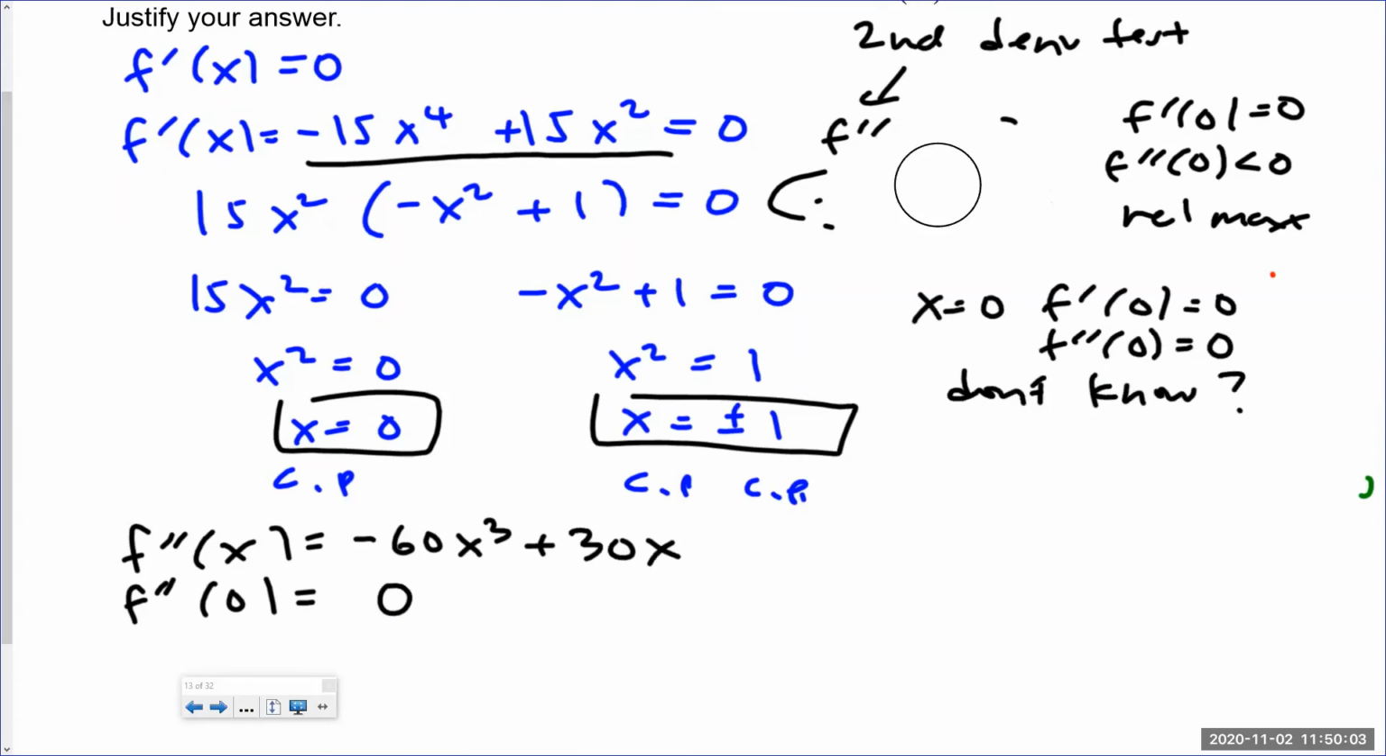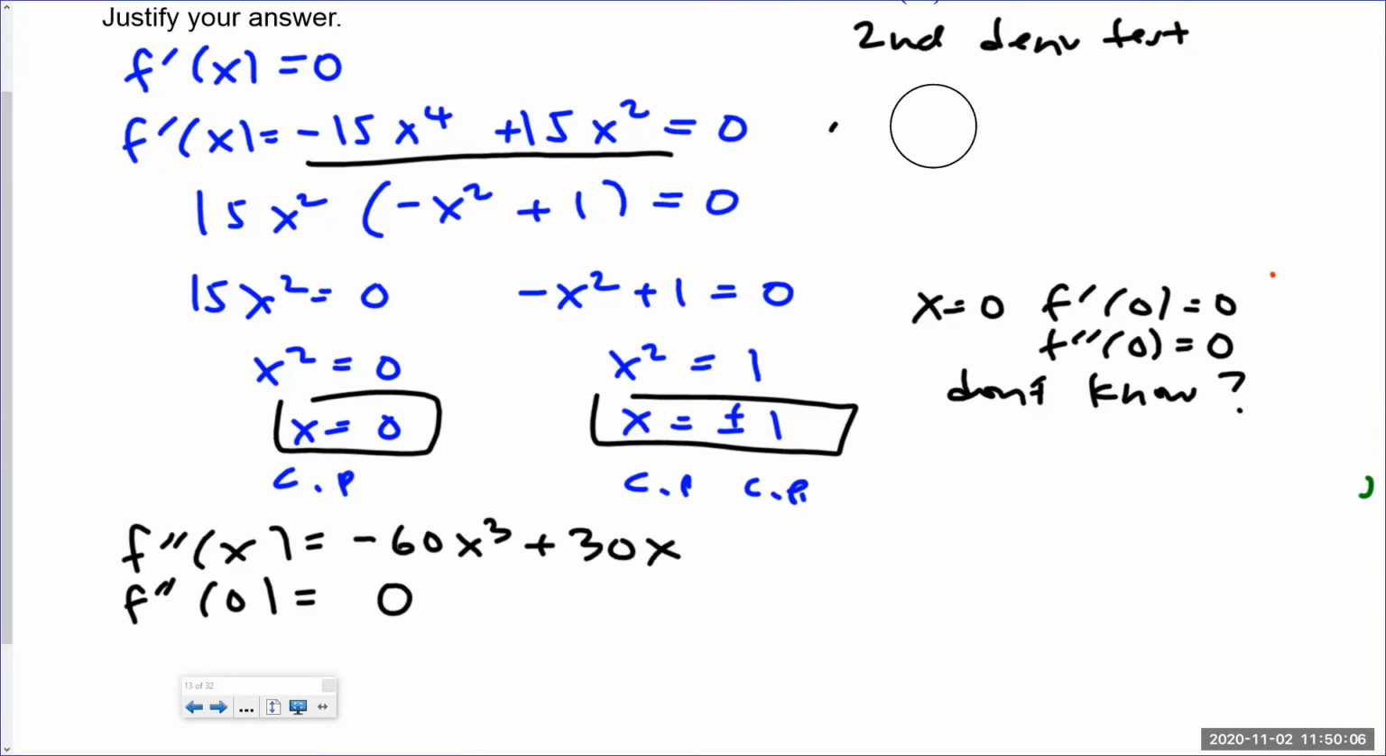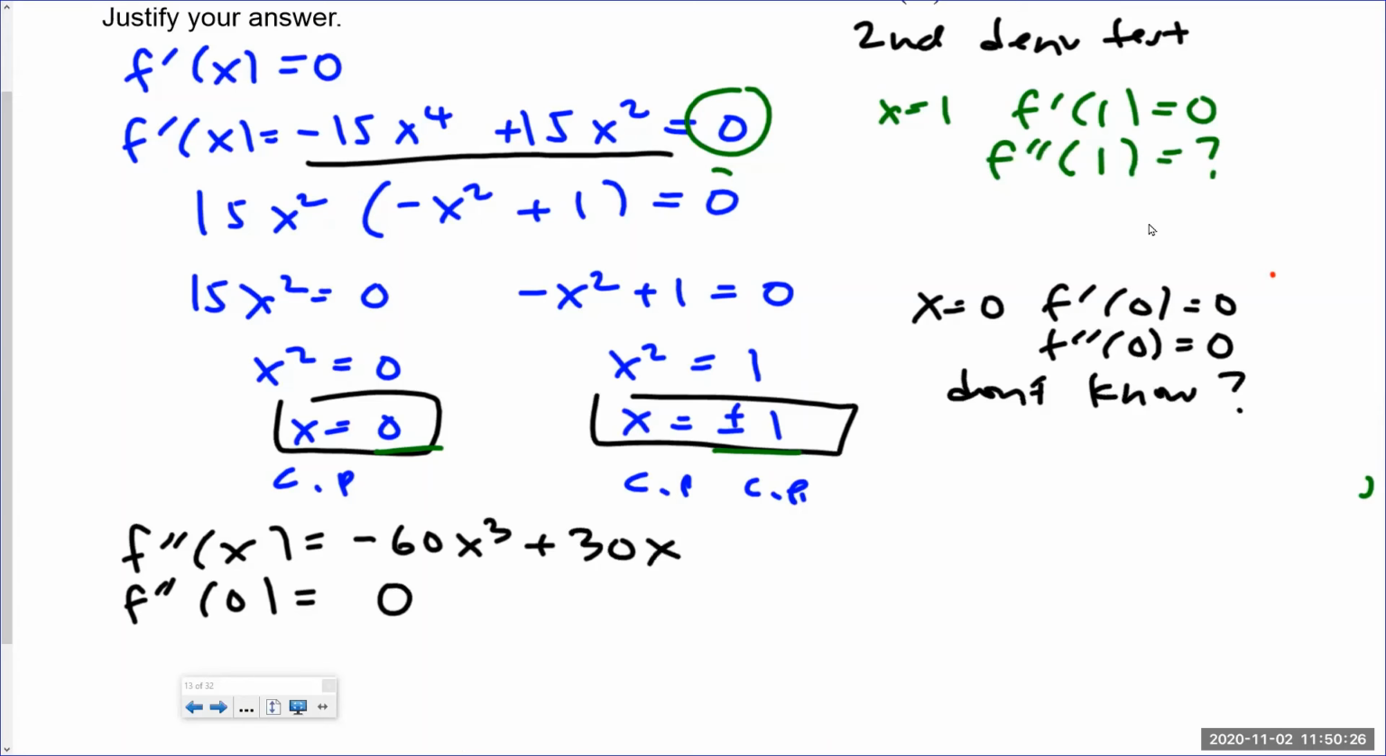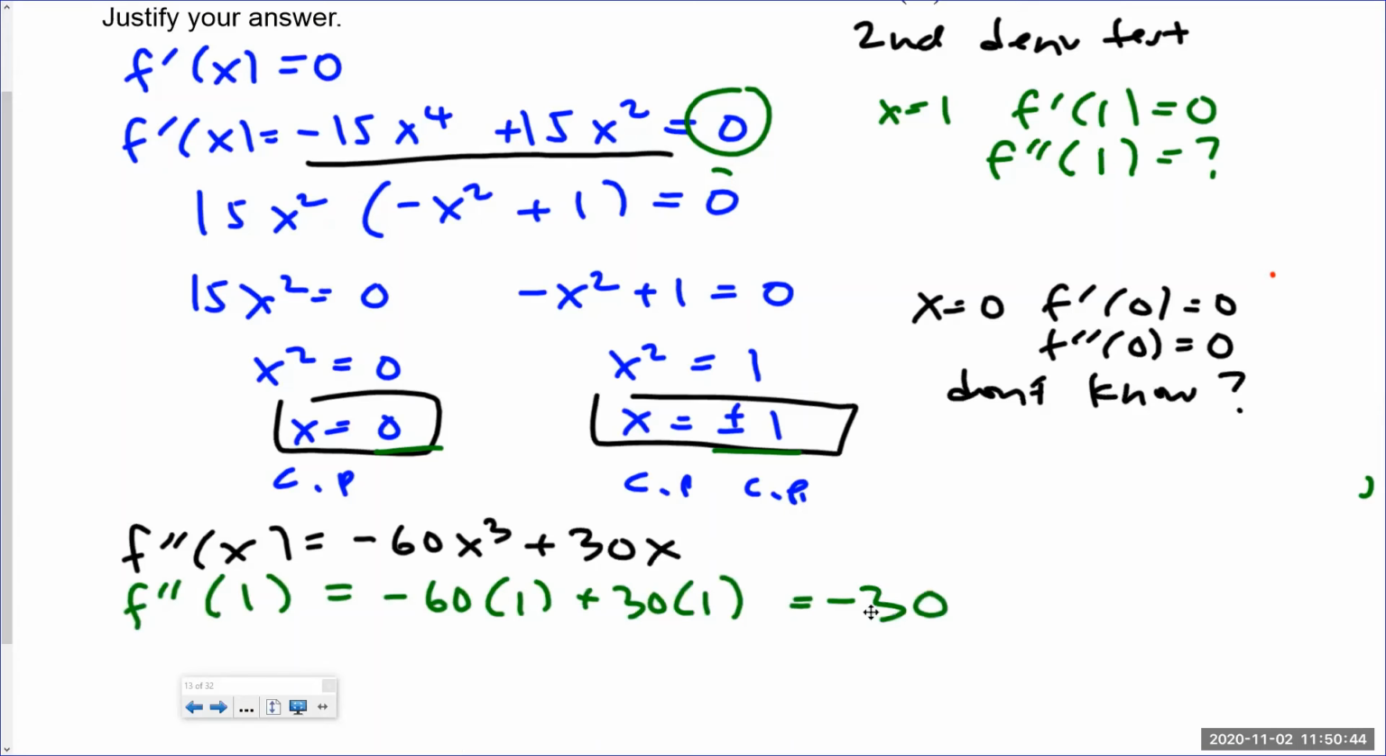Okay, let's try x equals 1. I know that at x equals 1, my first derivative is equal to 0. I already know that because I already found where my first derivative is 0. It's 0 at these 3 points. So I just need to know my second derivative, is it positive or negative? And if it's equal to 0, then I can't determine anything either. So I'm going to find my second derivative at 1. That's going to be negative 60 times 1 plus 30 times 1, and that's going to be negative 30. Do you see that that's negative?